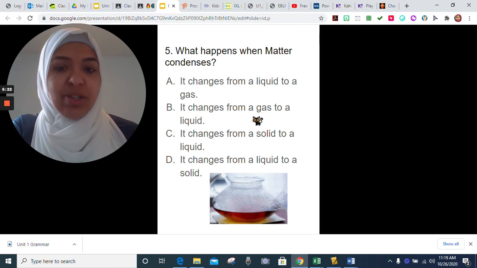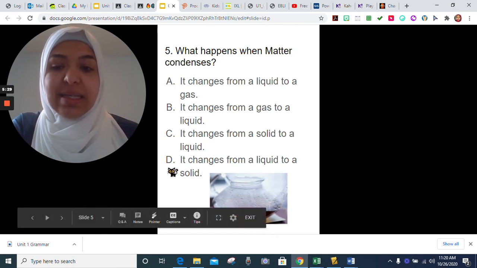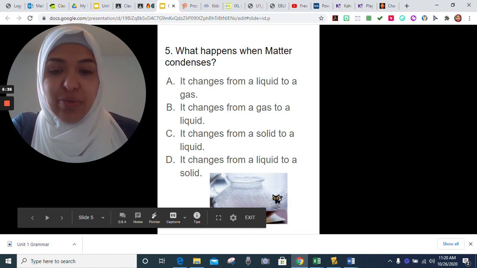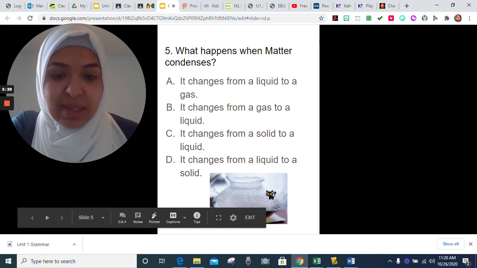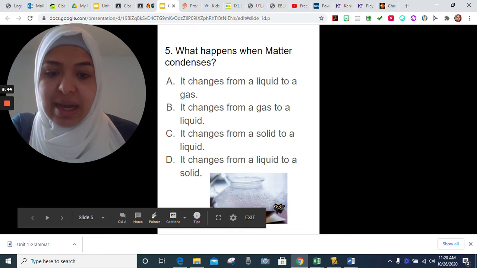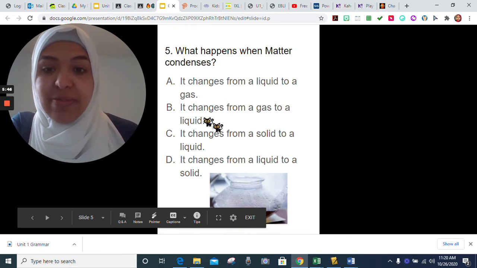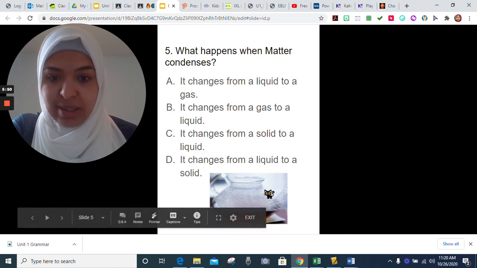B, it changes from a gas to a liquid. C, it changes from a solid to a liquid. D, it changes from a liquid to a solid. Just so you can look at this picture over here, that can give you an idea. You have a liquid and something happens and you will have that condensation.